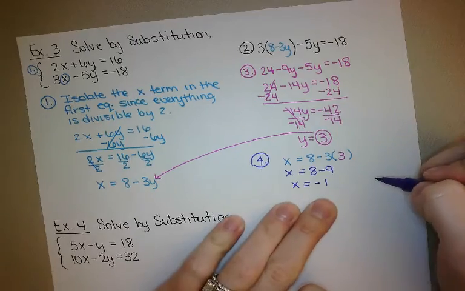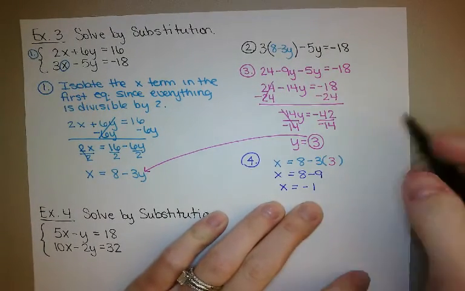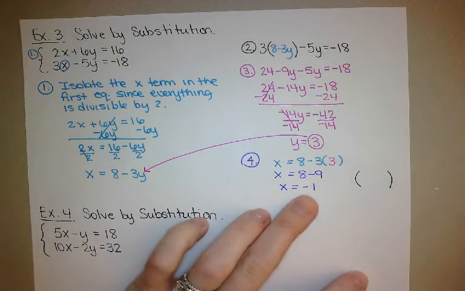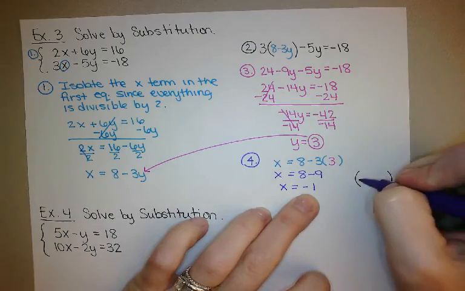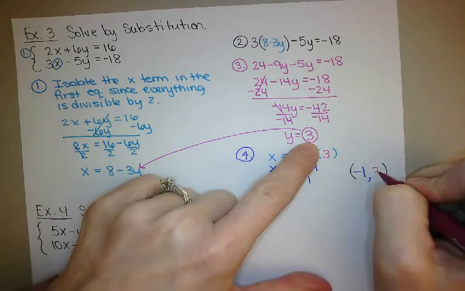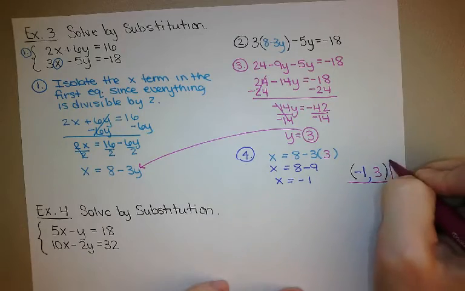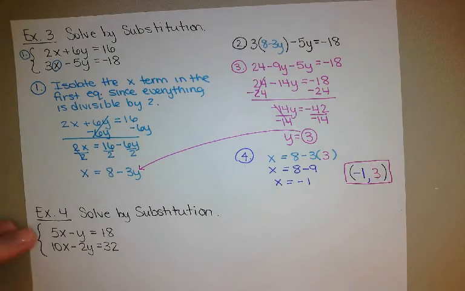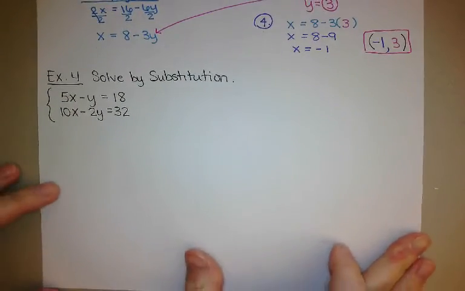So now write your answer as the ordered pair. And go alphabetical. The x was negative 1. And your y was 3. So had we graphed these, they would have intersected at that point. All right, last example.